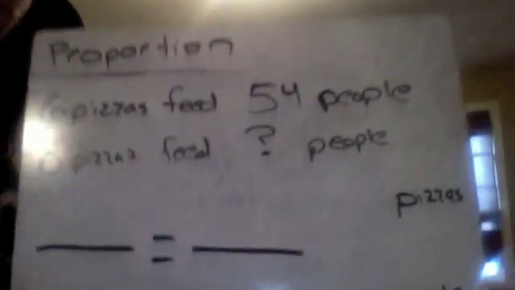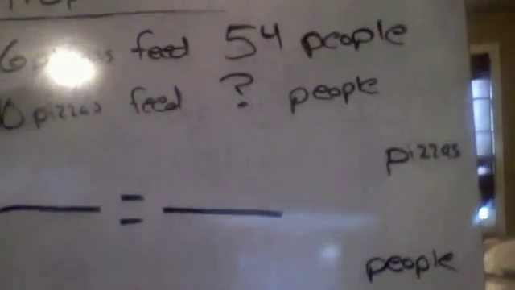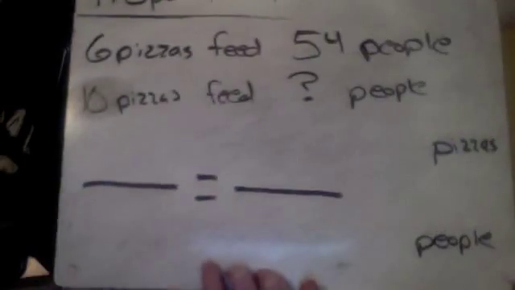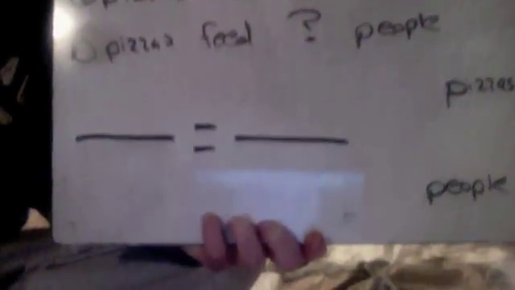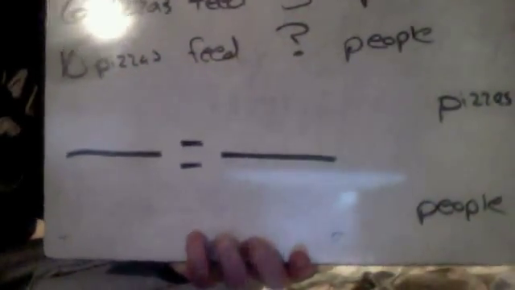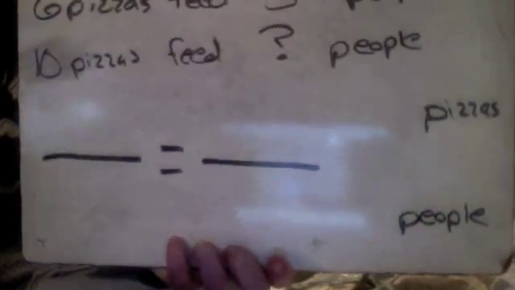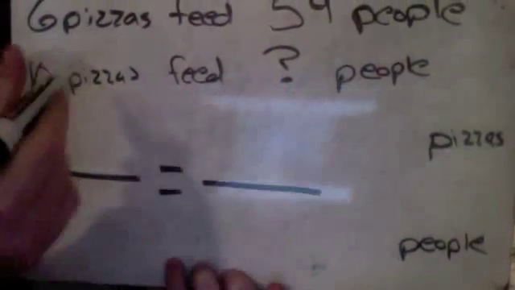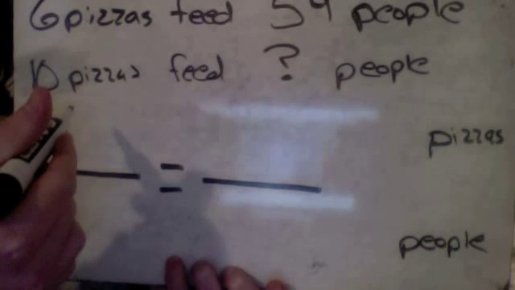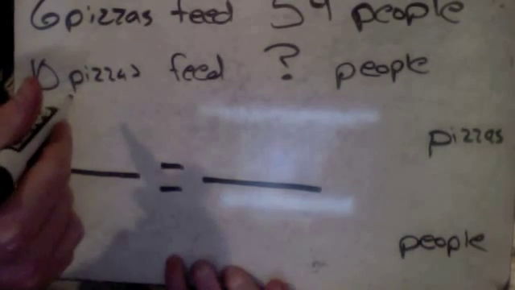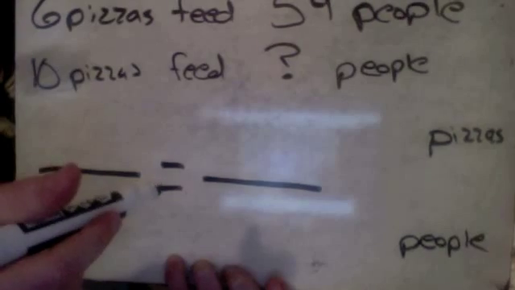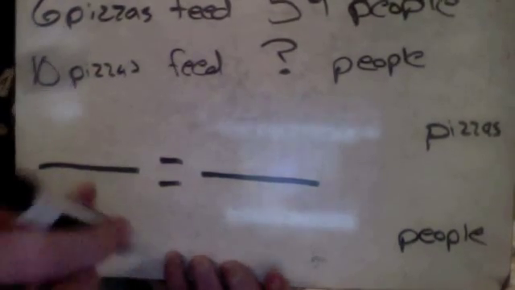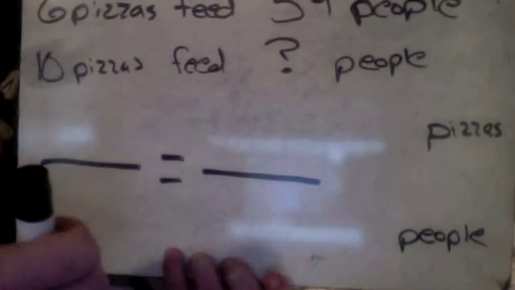Alright, so in the next problem, the ratio that we have is 6 pizzas feed 54 people. We know that piece of information, but we have 10 pizzas, and how many people are we going to be able to feed is what we want to find out. And we could use a unit rate.